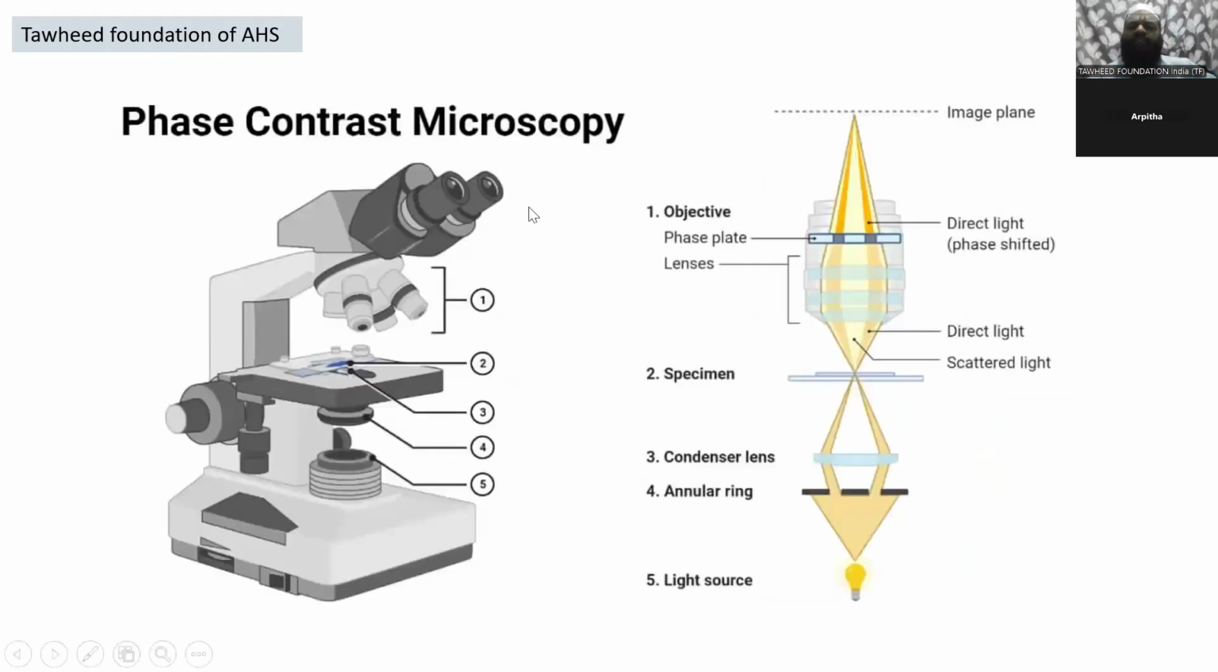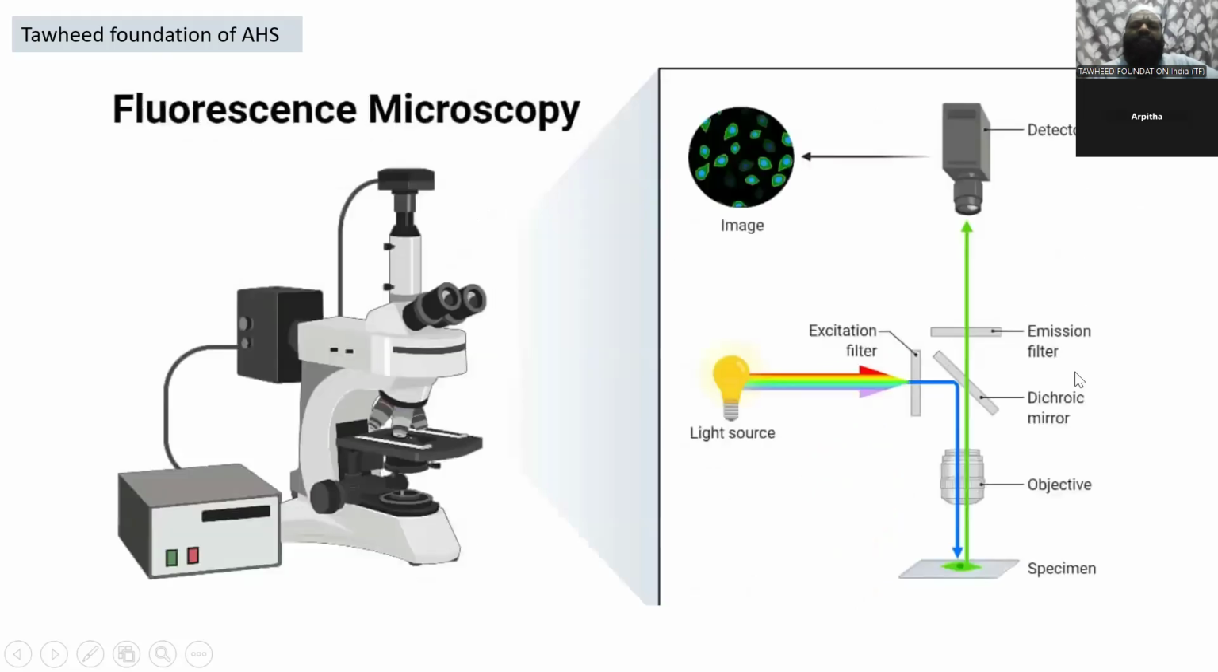This is the phase contrast microscope. You can see the working principle of the phase contrast microscope. Light sources with the help of annular condenser lens. The light reflects and the specimen light is scattered with the help of direct light and other lenses. The phase plate is present here and the image can be observed here in contrast mode.